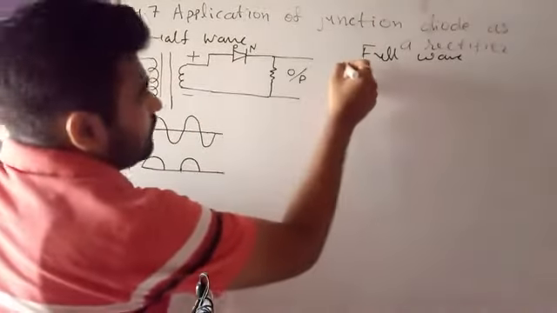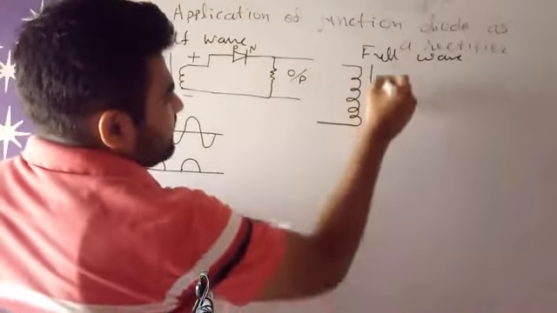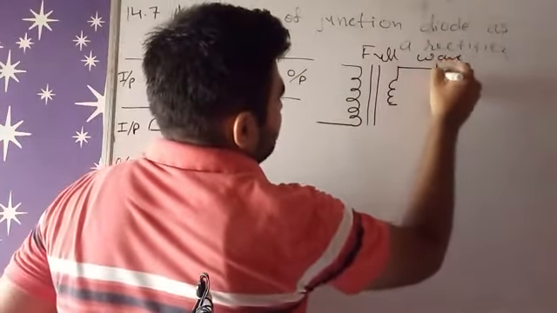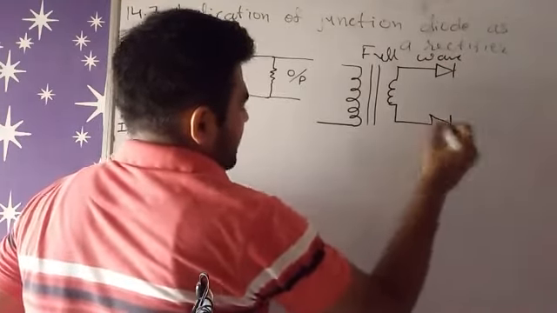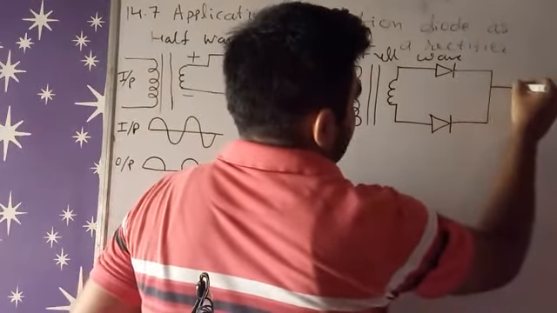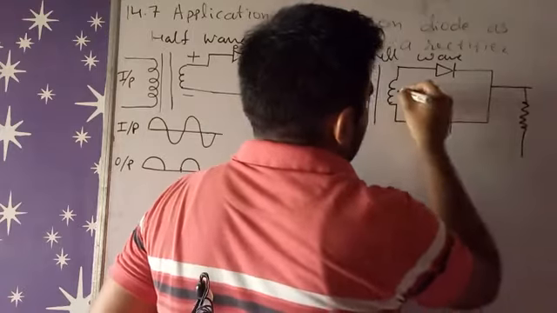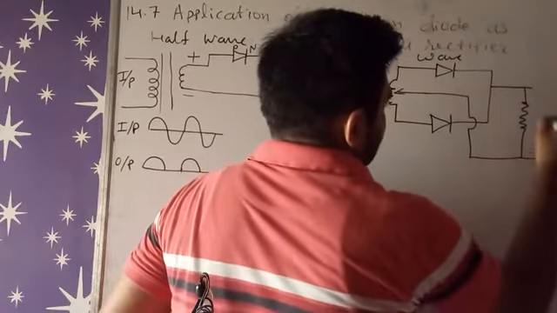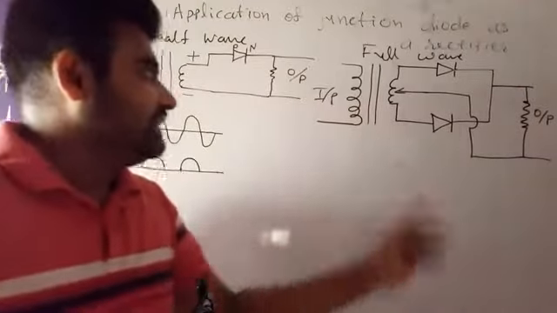Now we come to the full wave rectifier. The circuit is again the same: primary coil, similar transformer, secondary coil, right? Now this is further connected with one diode, and this is further connected with another diode. This whole arrangement is further connected with one resistance, and from here it is further connected. So this is our output and this is our input, right?